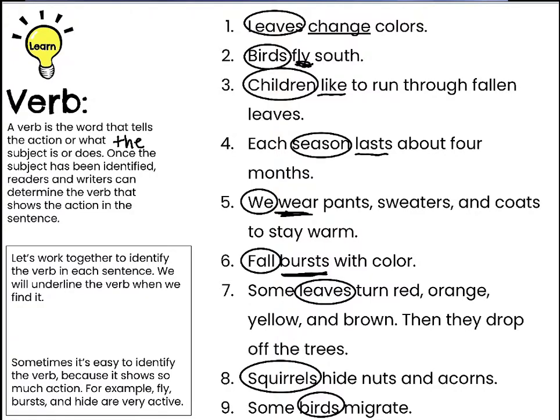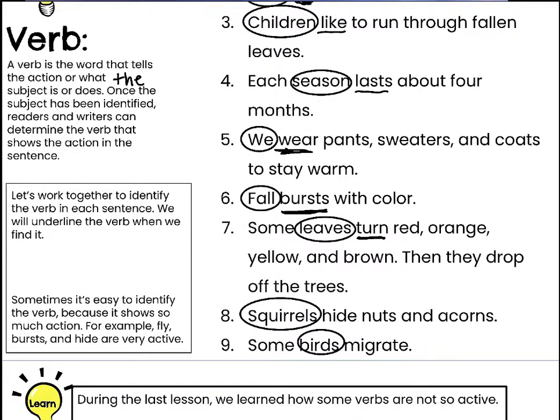Some leaves turn red, orange, yellow, and brown. Then they drop off the trees. What do the leaves do? They turn. Number 8. Squirrels hide nuts and acorns. What do the squirrels do? They hide nuts and acorns. And then number 9, some birds migrate. This one's pretty simple because there's only 3 words in the sentence. What do some birds do? Migrate. It's an action.